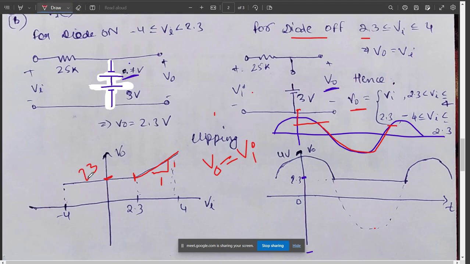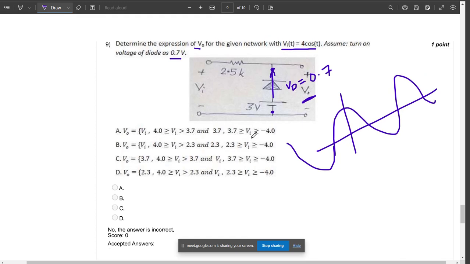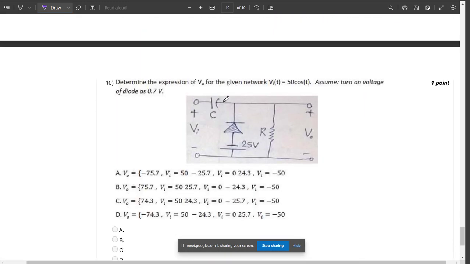and solve the next question. Similar to this question, the next question is given, and here we have a capacitor. So take notice of the capacitor. Now determine the expression for VO for the given network. Vi is 50 cos t. Again we have a cos cycle. 50 cos t.